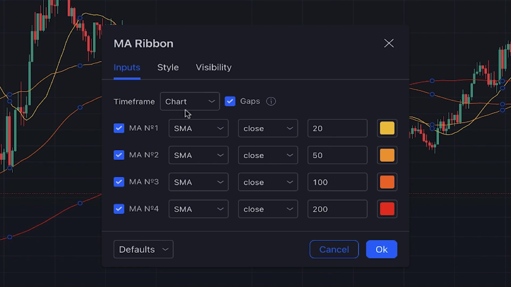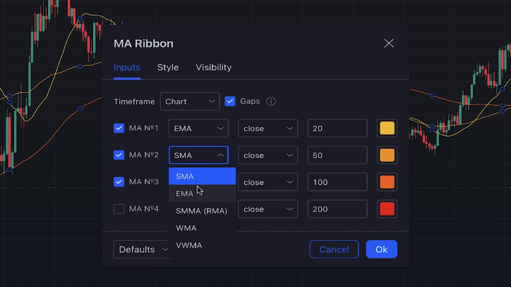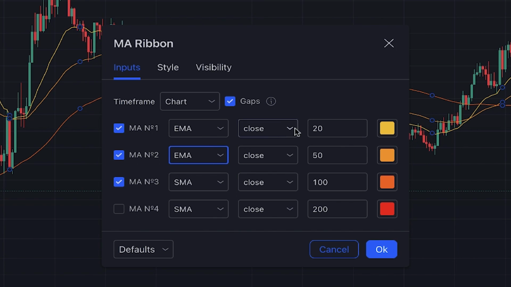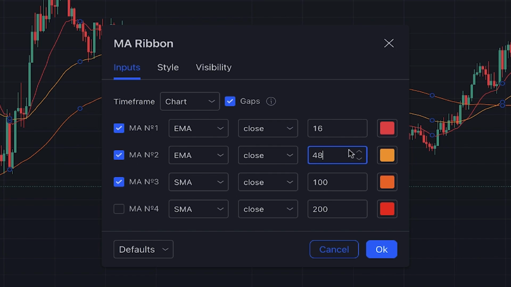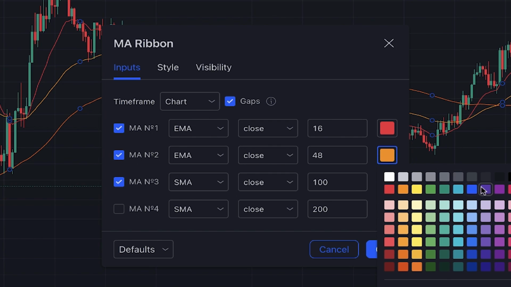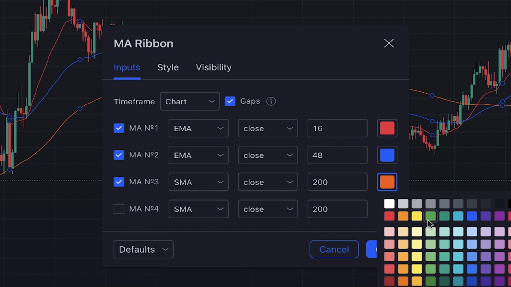We need 3 moving averages, so we should uncheck one of them. 2 of them should be exponential moving averages, so we set EMA for 2 of them. One EMA should be with length of 16, and let's make the color red. The other EMA should be with length of 48, and let's make the color blue. The third moving average should be a simple moving average with length of 200, and let's make the color green.